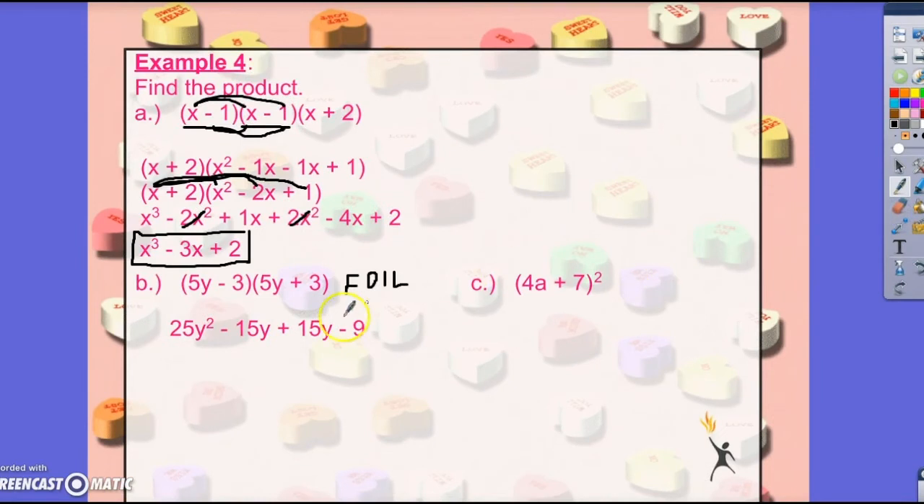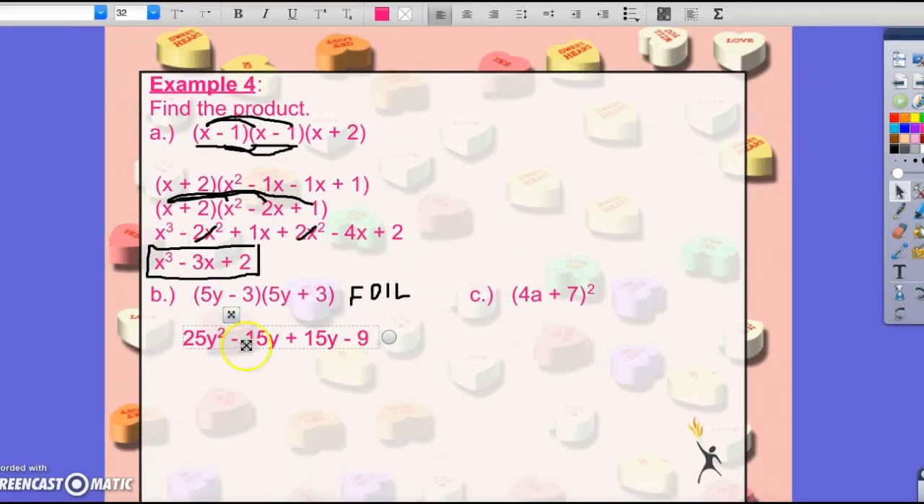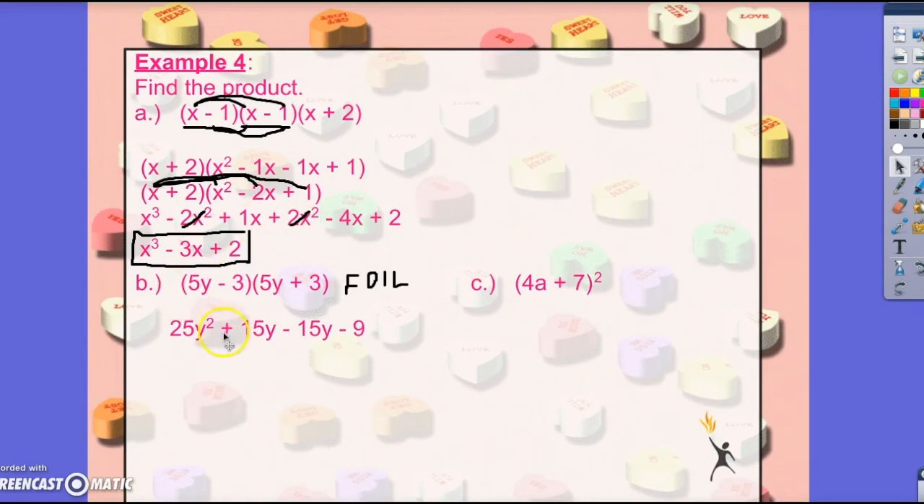When I FOIL, this is what I get, and hopefully you had a second to try it. First: 5y times 5y is 25y squared. Outer: 5y times 3 is positive 15y. Maybe I should write these in the correct order so you don't get confused. It means the same thing, but inner: negative 3 times 5y is negative 15y. Last: negative 3 times positive 3 is negative 9.